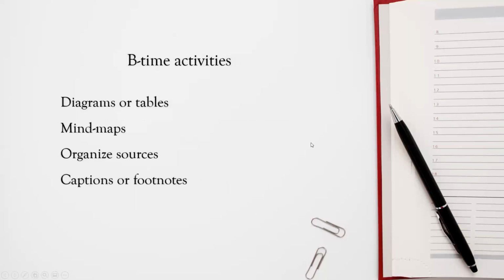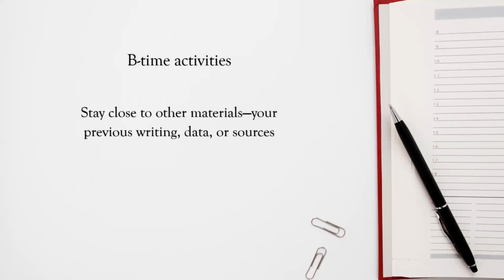Make diagrams or tables based on information that you've already gathered. Create a mind map using concepts and sources that are already familiar. Organize your sources, or add captions or footnotes to a draft. Notice that all of these stay very close to things that you've already written or to source materials, readings or data that you've already generated or gathered. Keeping very close to the materials can give you limited, achievable goals.